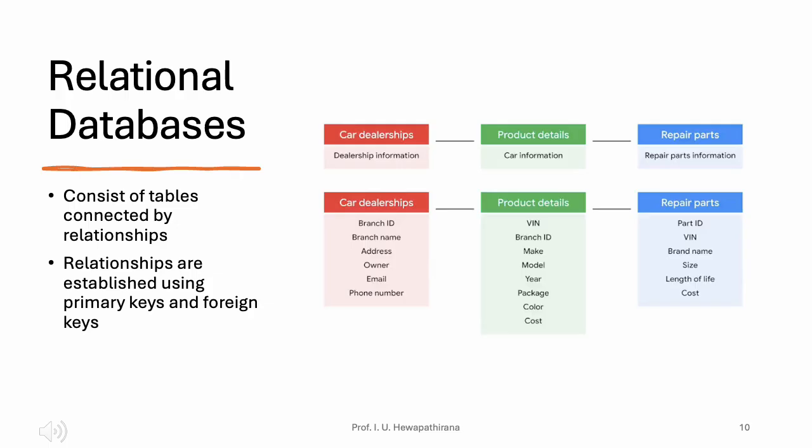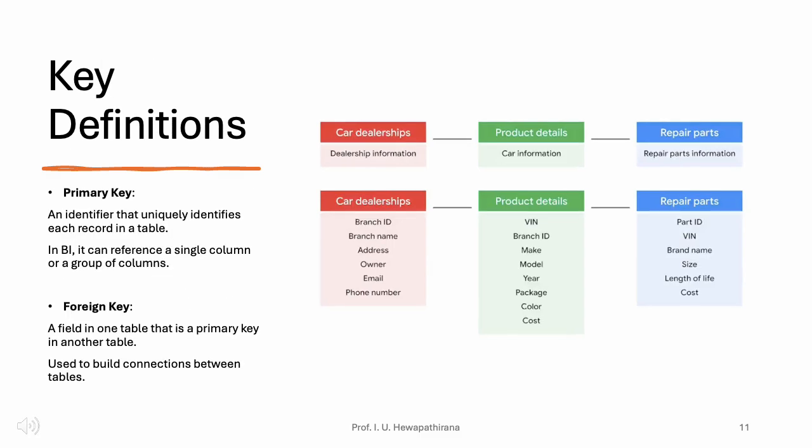The branch ID serves as the primary key in the dealership's table, yet it appears as a foreign key in the product details table, thereby creating a direct connection between these two entities. This chain of relationships can extend further, connecting tables that are not directly linked by way of intermediary tables. Let us formalize these concepts.